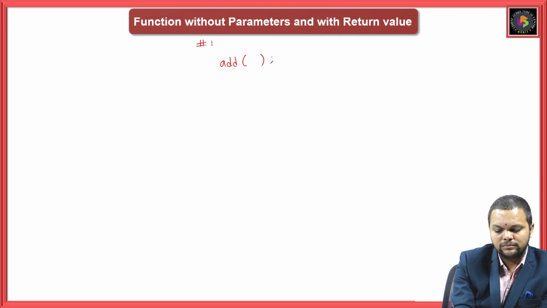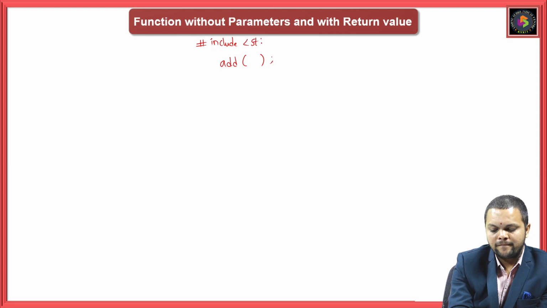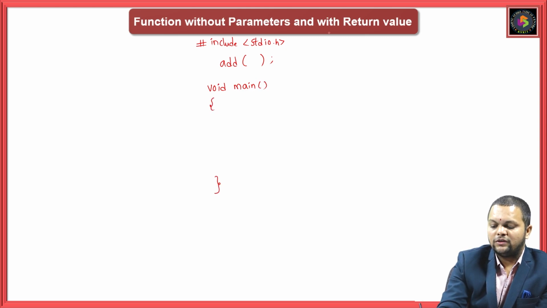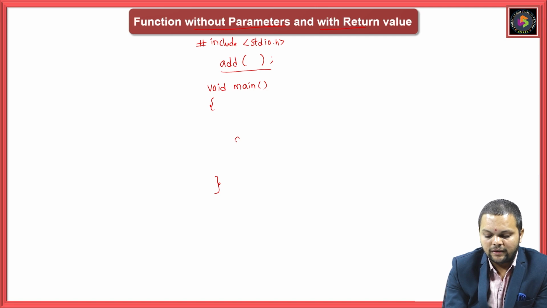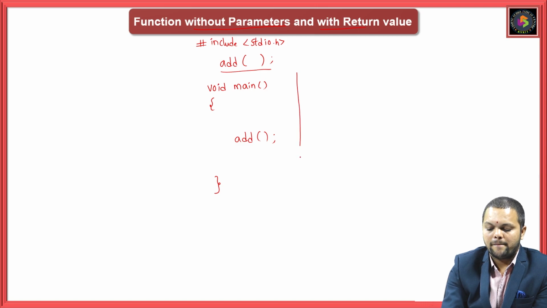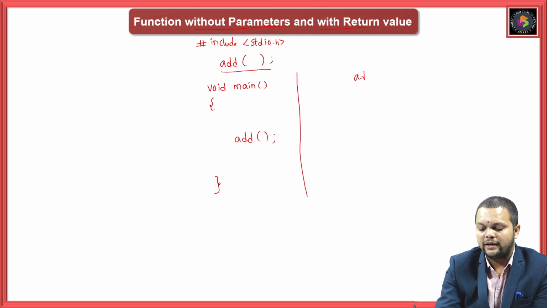So hash include, and I'll just give void main. So with return value, without parameter. Without parameter means nothing should be passed to this function. So I'll just give add and I'll call that particular function. Now I'm giving something called add here. Nothing is passed.